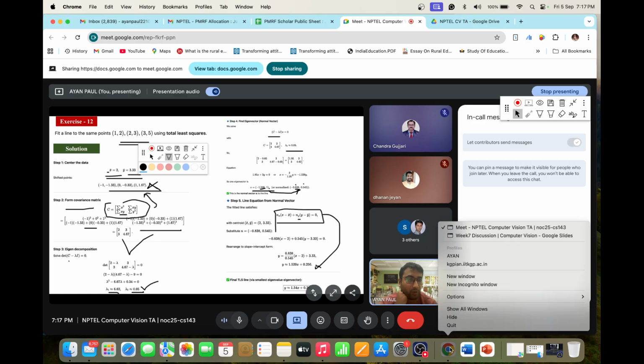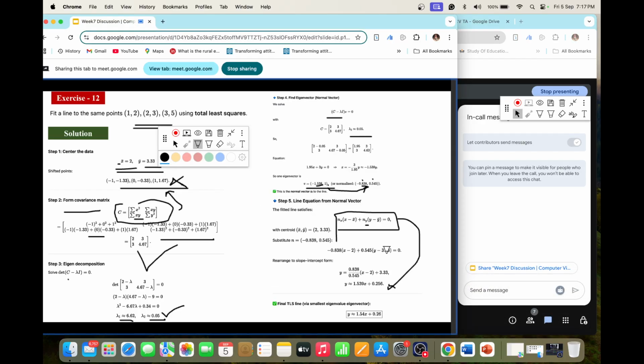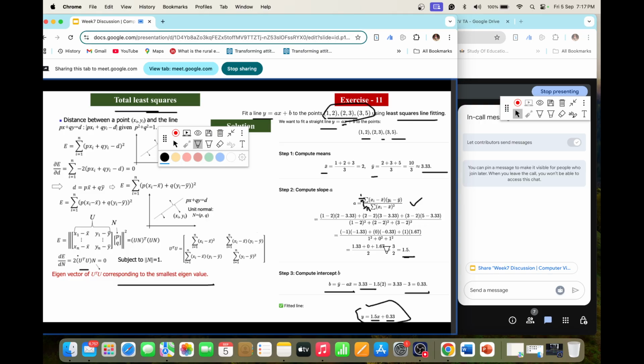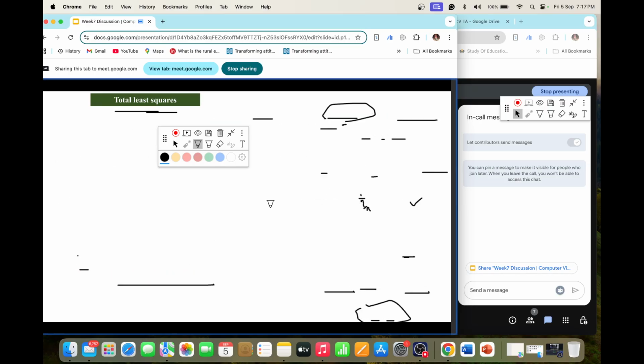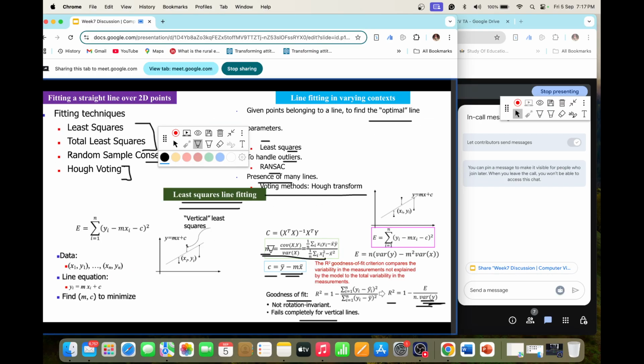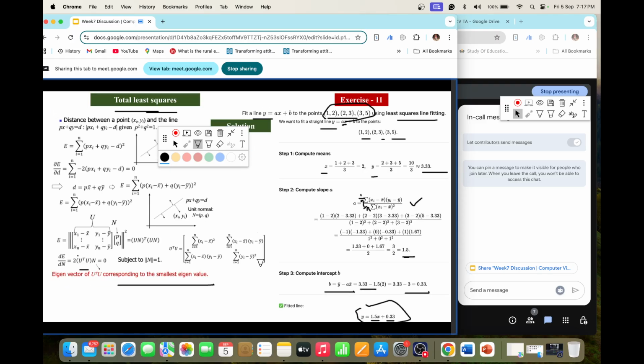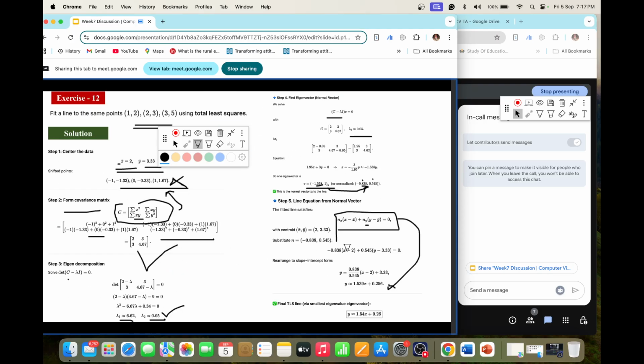Let me show you again. This is the question of total least square, and this is the question of least square line fitting. I think you can solve both. This is the equation, m and c, for our least square. And for our total least square, this is the equation: nx (x minus x bar) plus ny (y minus y bar). Nx and ny are nothing but your normalized eigenvector values for the smallest eigenvalue. Once you have that, you can easily form it.